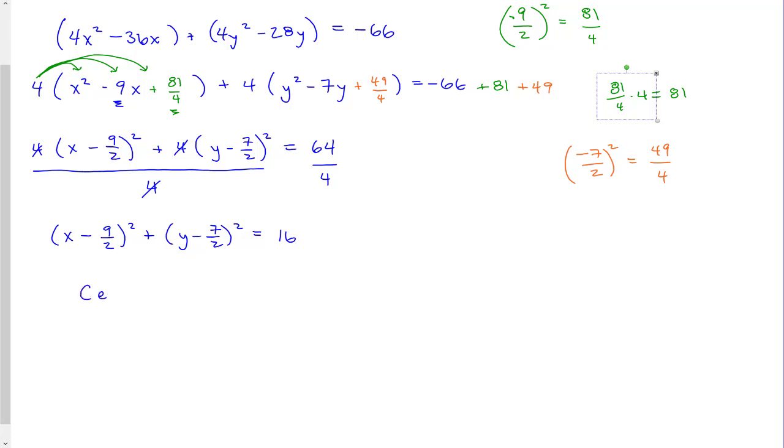So that I am now in center radius form. The center of my circle is located at 9/2 and 7/2. And then the radius is the square root of 16, which is 4.